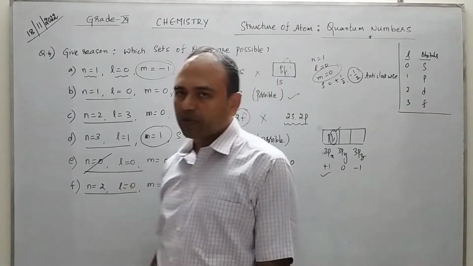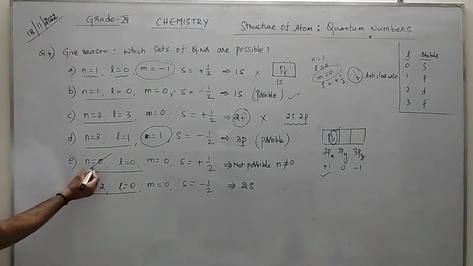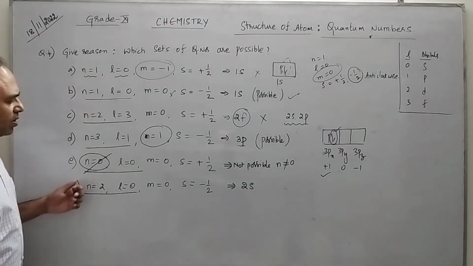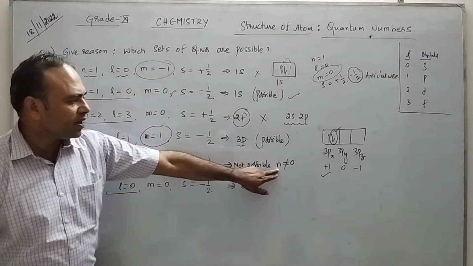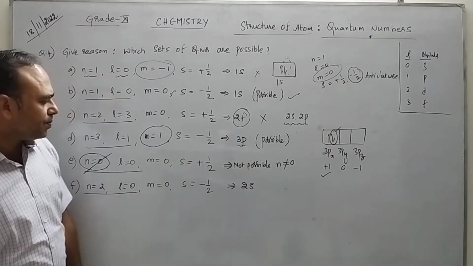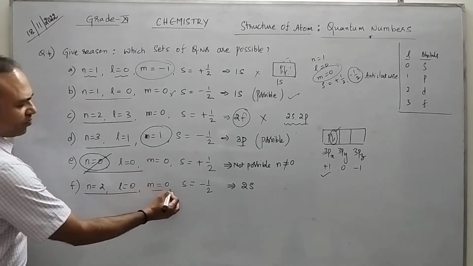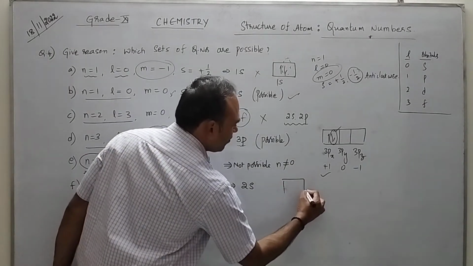Now coming to the next one. Here itself we have understood that the principal quantum number is always 1, 2, 3, 4 and so on. Hence we can say that n is 0 is not possible. Now the last one. So we will draw the orbital diagram for this.